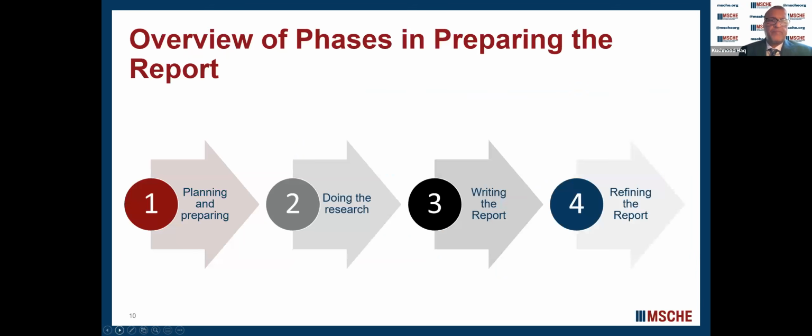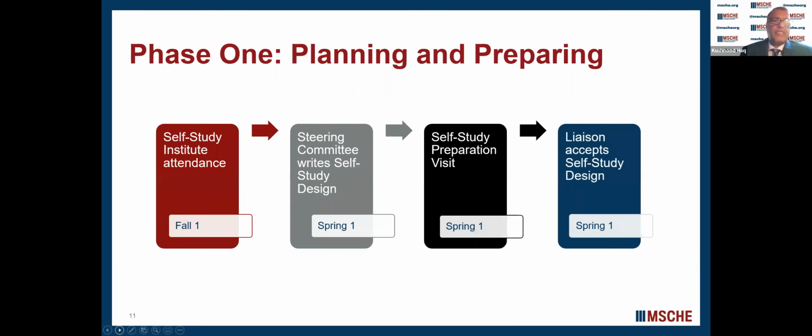So overview of phases in preparing the report. The first one is planning and preparing. Second one is doing the actual research, then writing the report, and then refining the report until it's finalized. So let's look at phase one, planning and preparing. It starts when you attend the Self-Study Institute in fall.